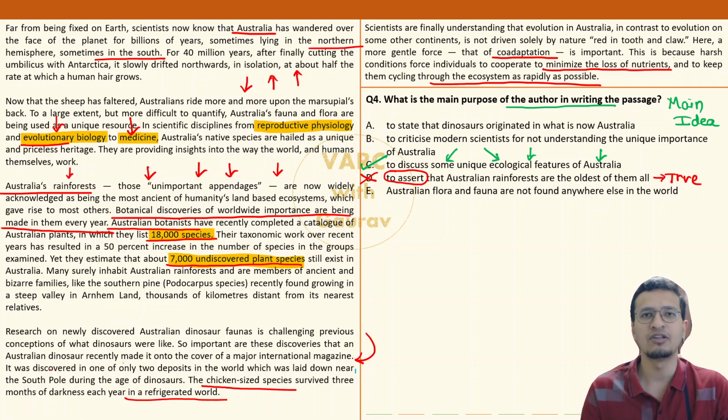In contrast, why do the other options fail? Let's take a look at option E now. Australian flora and fauna. Okay, fine. It does a good job of using both their names. Not found anywhere else in the world. Oops. Where has that been said?